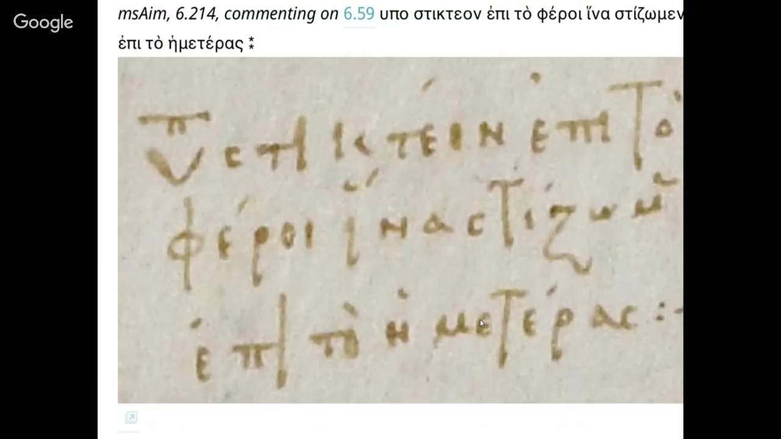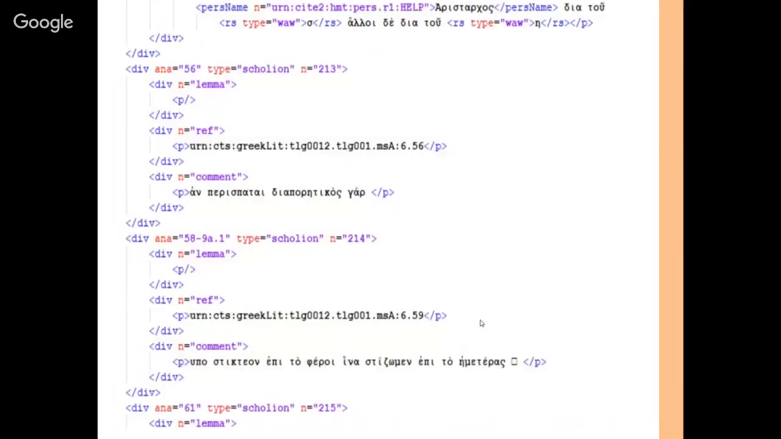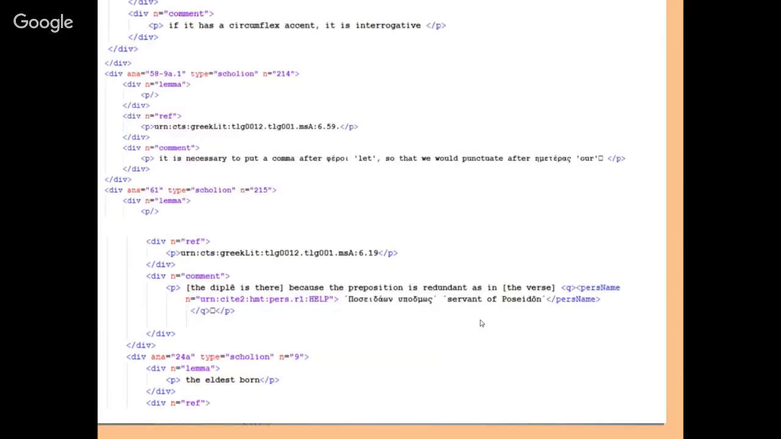Then we have another scholia which refers to the punctuation of the Homeric text. We have many times scholia which refer to the punctuation, accentuation, and spelling of the Homeric words. This scholia says, "ὑποστικτέον ἐπὶ τῷ φέρε, ἵνα στίξωμεν ἐπὶ τῷ ἡμετέρας". The electronic transcription is here, it's quite simple, as I told you. They have simply encoded it as a comment, and the translation is the following.